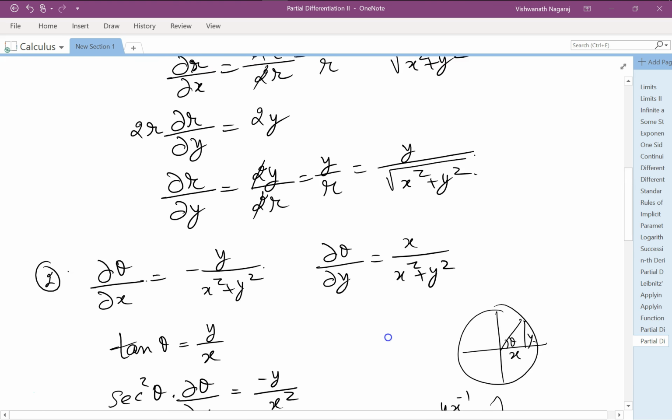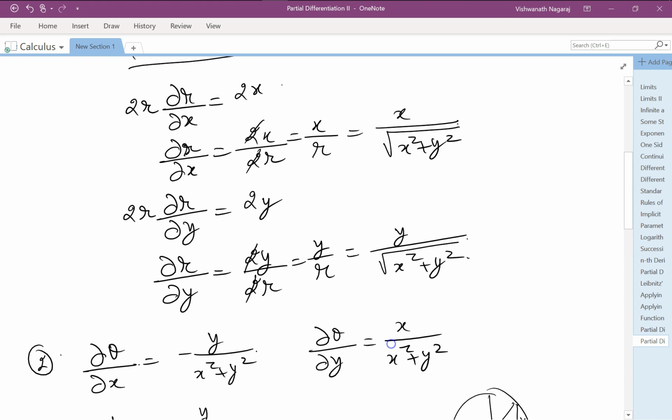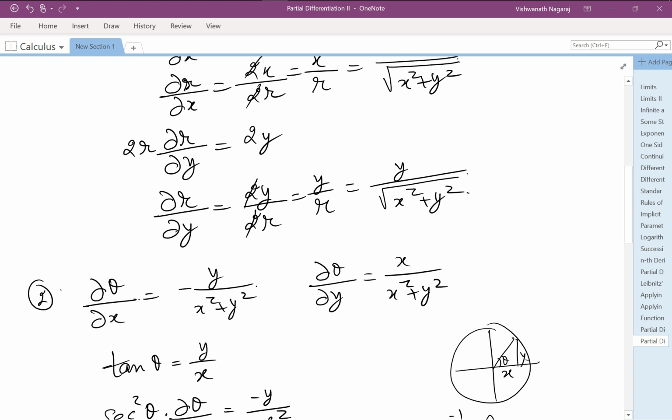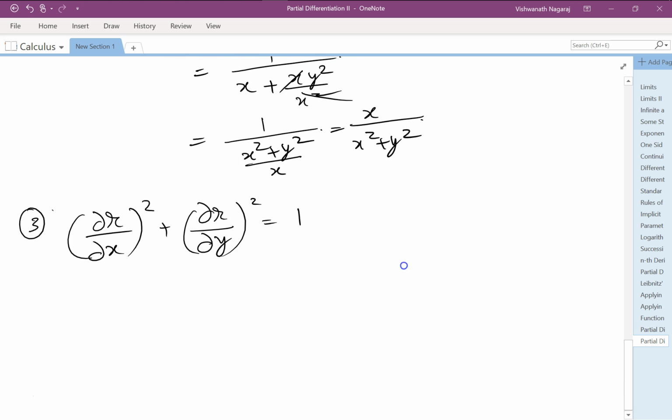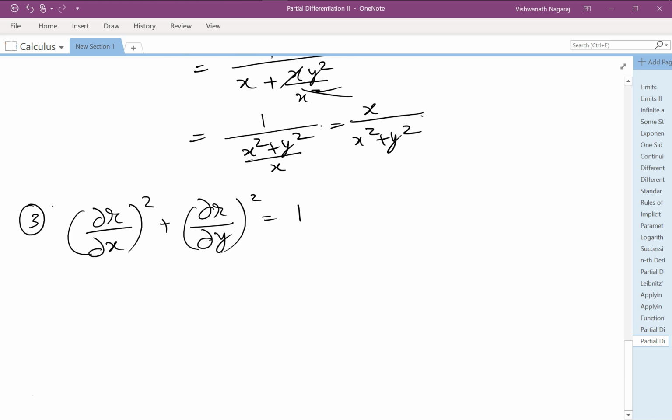What is that? That is x by square root of x square plus y square. And dou r by dou y also we have done. That is y by square root of x square plus y square. So, which means if we are doing this problem independently, we have to do all the steps. But since we have done those steps, let's continue from there.